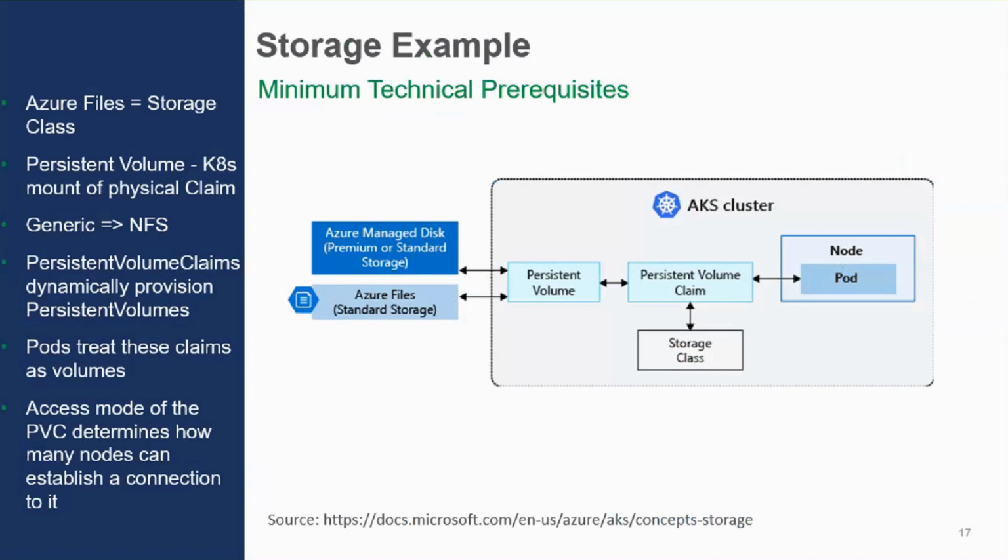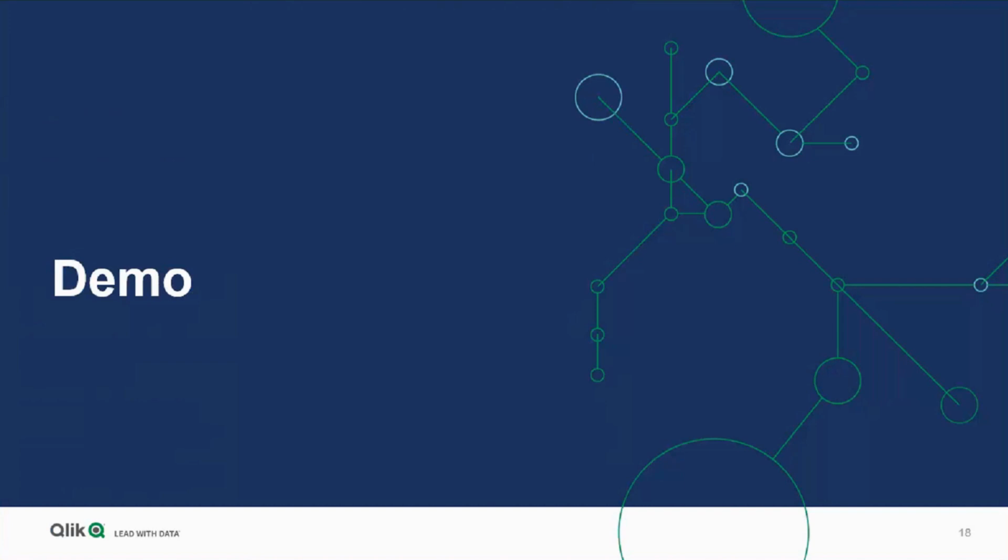So for Kubernetes, the claim is what the pod is going to know as a layer of abstraction on top of the physical storage. That's why the access mode has to be set: if multiple pods can't connect to the same storage, Qlik Sense Enterprise on Kubernetes won't be able to write files. Let's go ahead and move into the demo inside the Microsoft Azure Public Cloud.